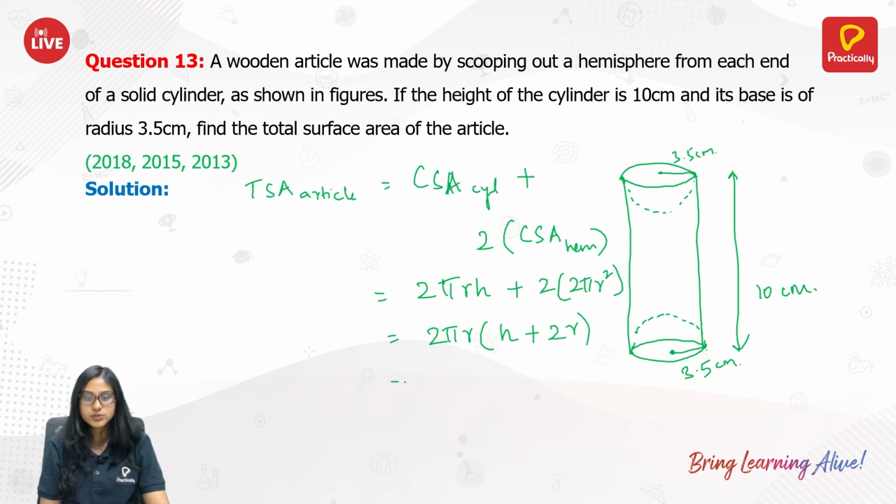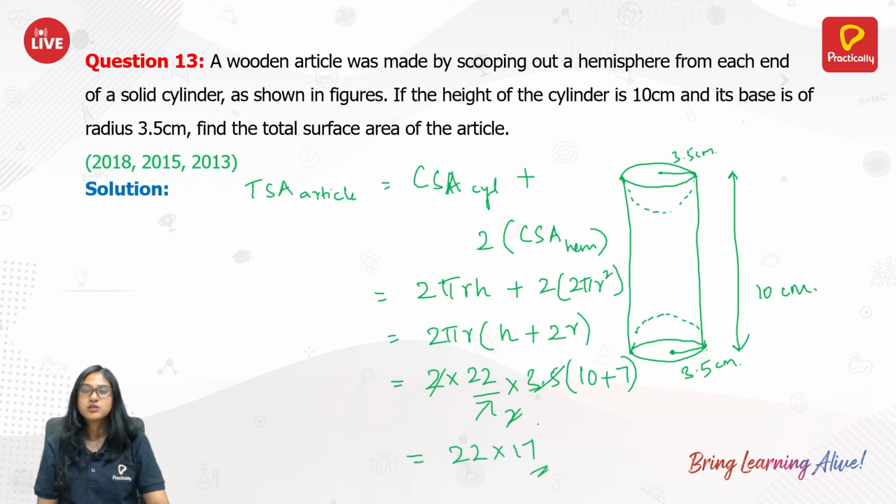Yeah. Now, substitute. 2 into 22 by 7 into what is radius? 3.5. h plus 2r, 10 plus 2 into 3.5 is 7. 3.5, 2 times 2 to cancel. 22 into 17. Do the calculation.